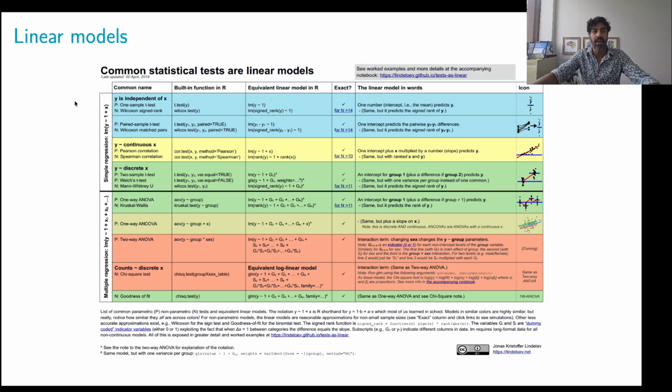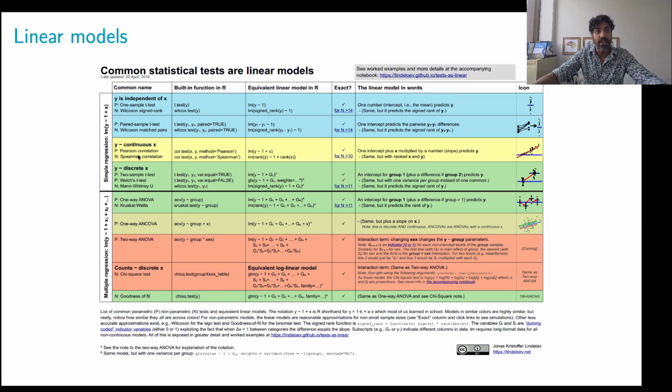And what this person, Jonas Lindeløv, did was a great diagrammatic example showing how common statistical tests are linear models. Here's the first example, showing y is independent of x. You have a one-sample t-test or a Wilcoxon signed-rank test, and this is how to run it in R, and this is how to do the linear model in R. And is it exact? It shows you in which cases it's exact, or when you need a certain sample size threshold for the results to be exact. And it tells you the linear model in words: one number, the intercept, i.e. the mean, predicts y. And this is the graphical relationship of what that is.